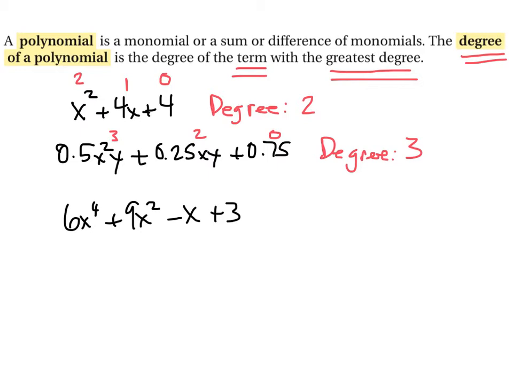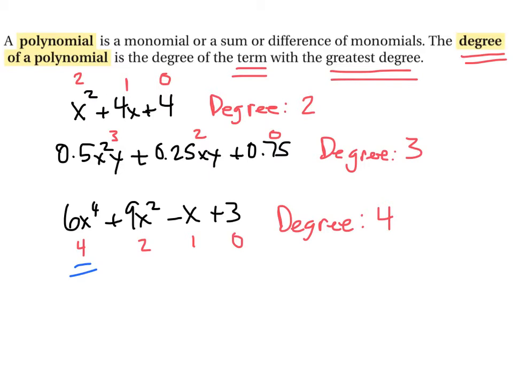We can do it with this last one. The degree here is 4 because there's only one exponent, and so when you add those up you get a 4. This degree is 2, this degree is 1, and this degree is 0. The highest number is 4, so the degree of this polynomial is 4.